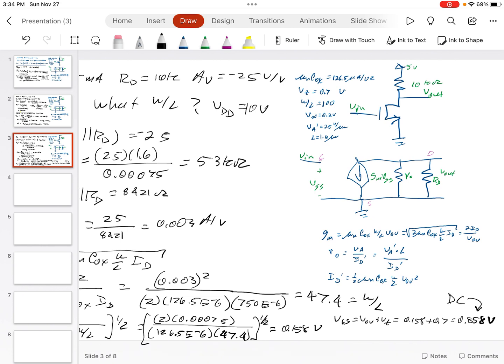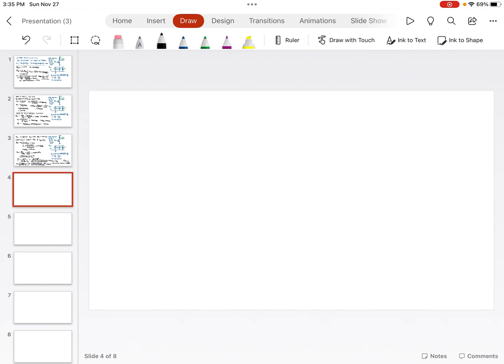That's a DC value. That's basically the Q point is what we're talking about. That's a DC value that we set on VGS. So we had set 0.858 volts on VGS. So what does that really mean? 0.858 volts. What does that really mean?